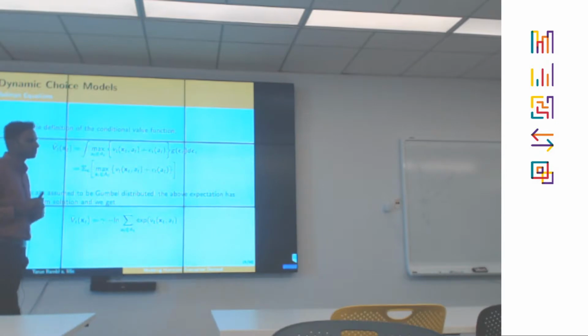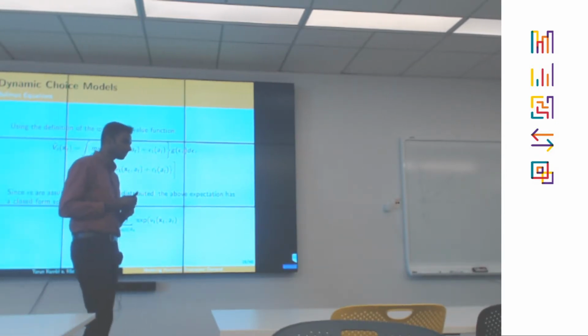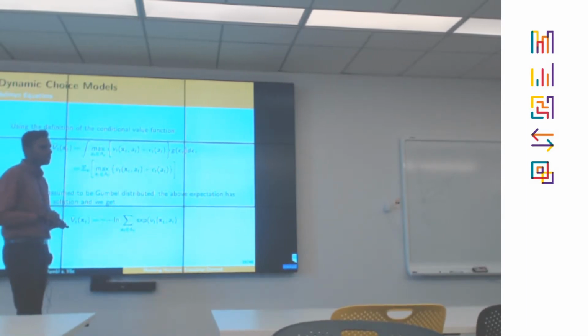So the error terms over different time steps. Do you have to account for the dependency? Yeah, we assume they are independent. That's why we can write the choice probabilities in a closed form.